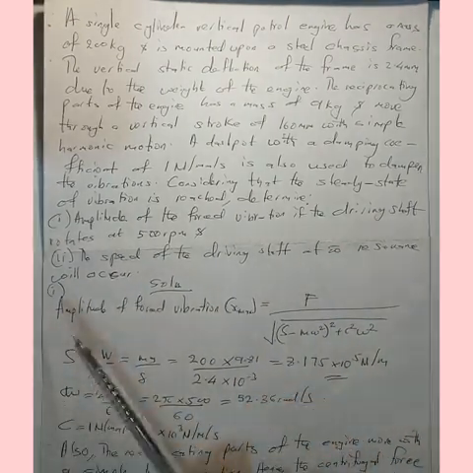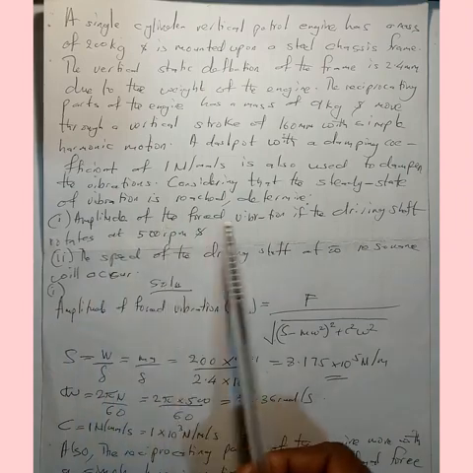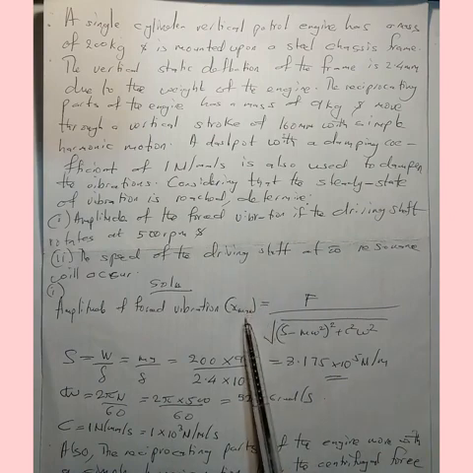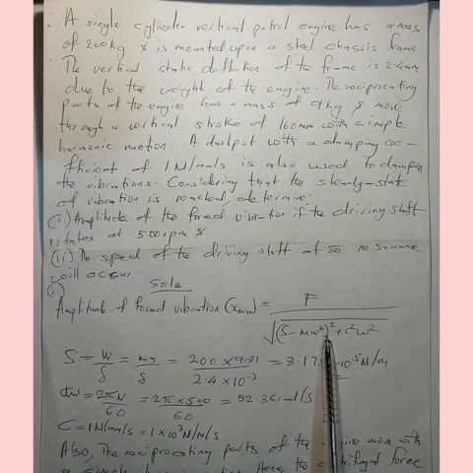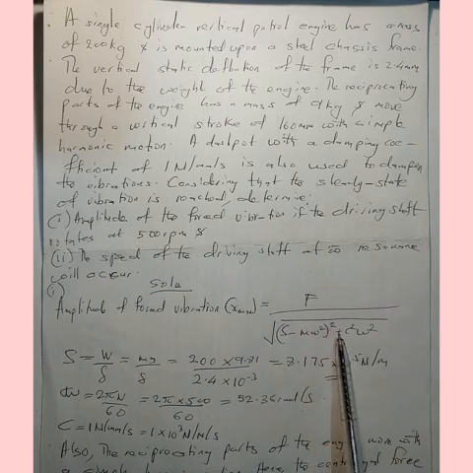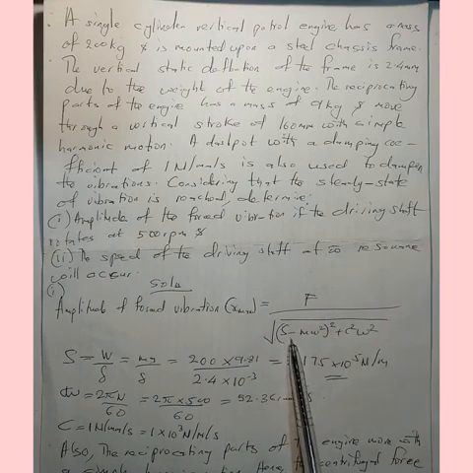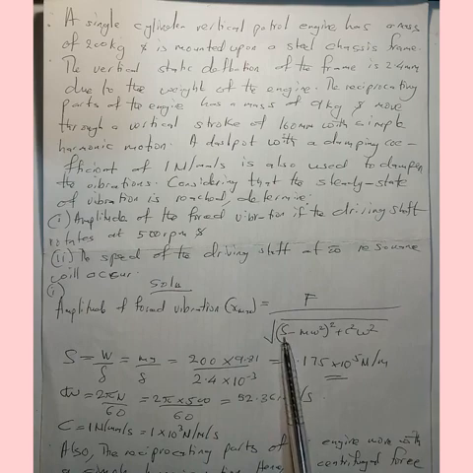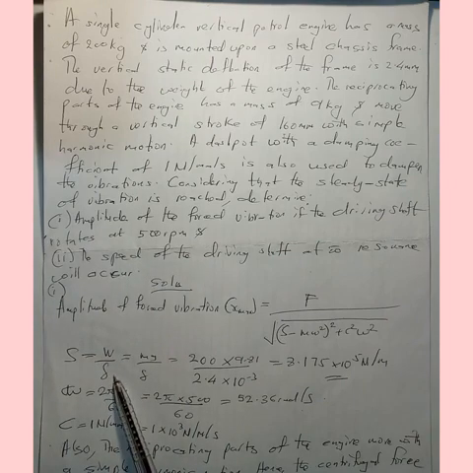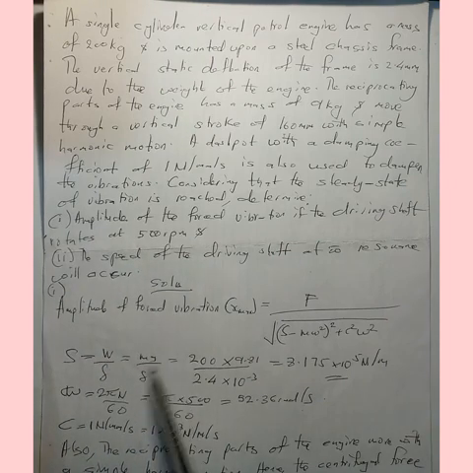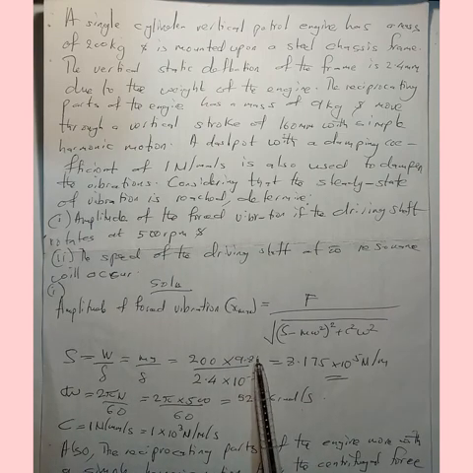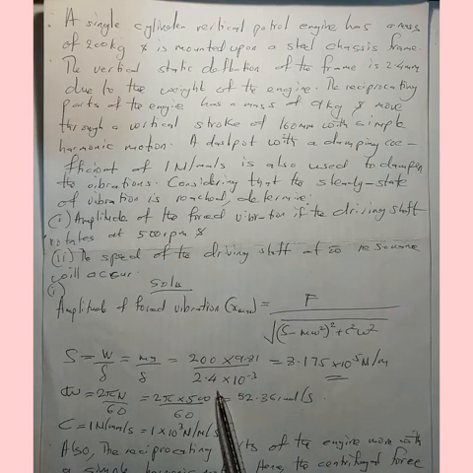Okay, so the first one we have to find is the amplitude of the forced vibration. The amplitude of the forced vibration is also the same thing as the maximum displacement, and this is the formula. Since this is the formula, we need to calculate the value of S, which is the spring stiffness. Stiffness is given by weight over deflection, and weight is given by mg. So m from the question is 200, g is acceleration due to gravity, which is 9.81, over deflection.